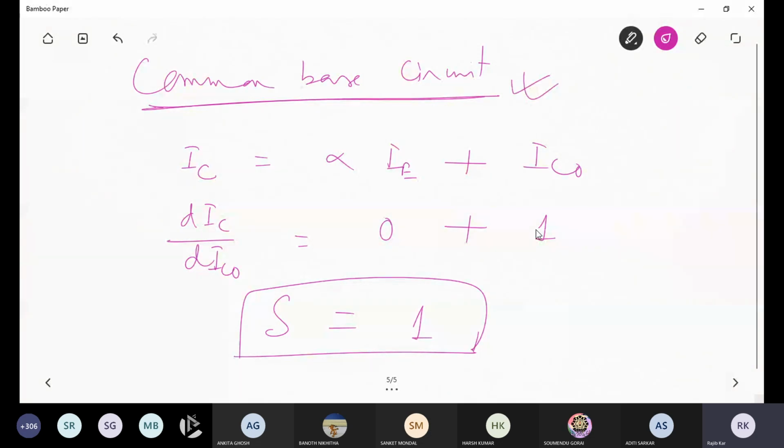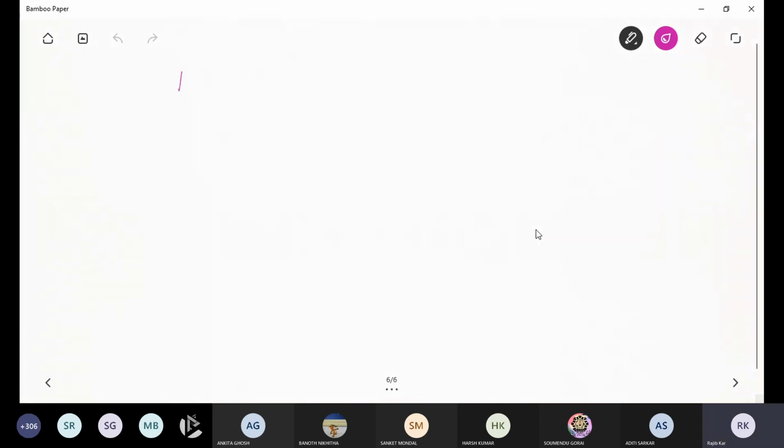We should make the stability factor equal to 1. And from this respect, common base circuit is the best out of the 3 different configurations. In one class I was telling that don't assume common emitter configuration is the only circuit being used. If the stability criteria is the only criteria to determine the performance, then common base will be the choice. For common emitter, we'll write down the same equation, 1 plus beta ICO.